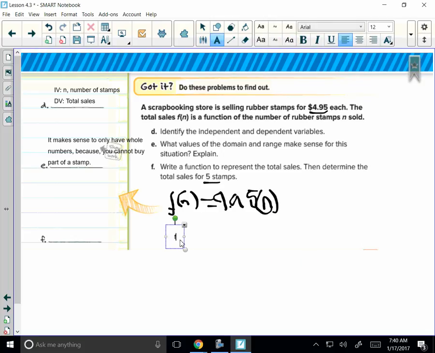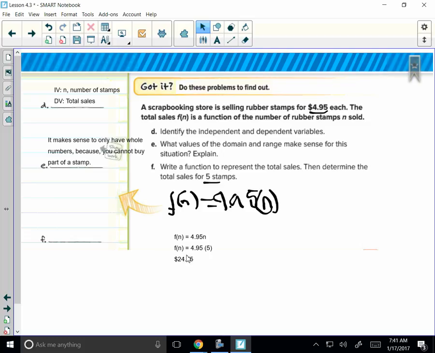F of n is equal to 4.95, which is the total for one stamp, times, or we can just put the variable in, lowercase n. Now, if I wanted to figure out how much for 5 stamps, I would say, okay, well, F of n is equal to 4.95 times 5. And in this case, the total cost of those stamps is going to be $24.75. So go ahead and make sure you have that written on the section for F right here.